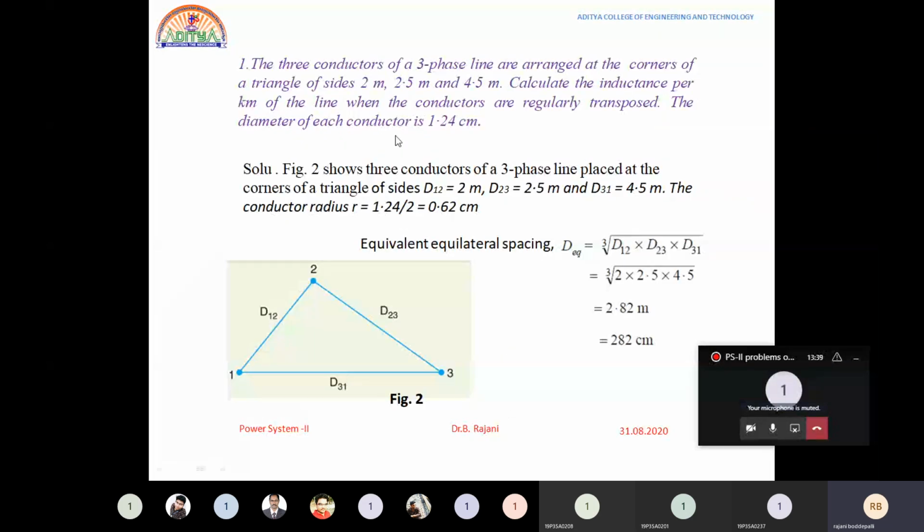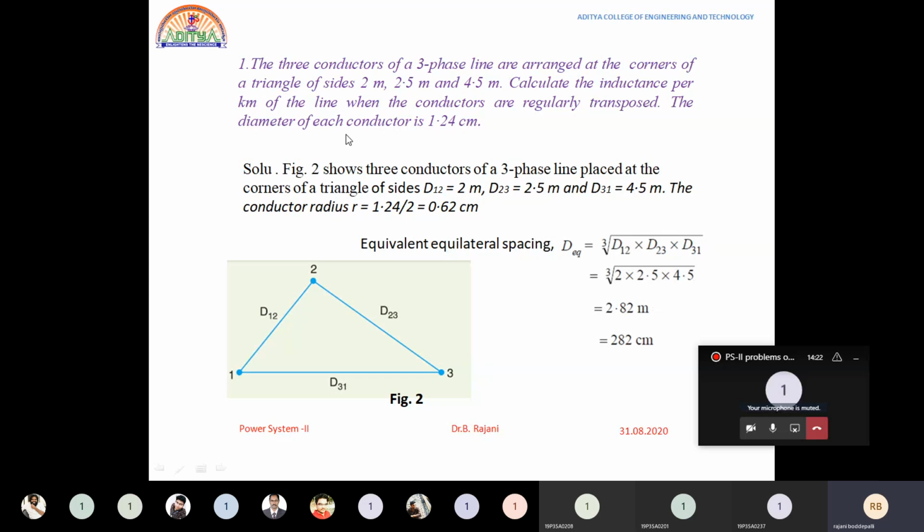The three conductors of a three-phase line are arranged at the corners of a triangle of sides 2 meters, 2.5 meters and 4.5 meters. Here D12 is a distance of 2 meters, D23 is 2.5 meters and D31 is 4.5 meters. Now let us calculate the inductance. Calculate the inductance per kilometer of the line when the conductors are regularly transposed.